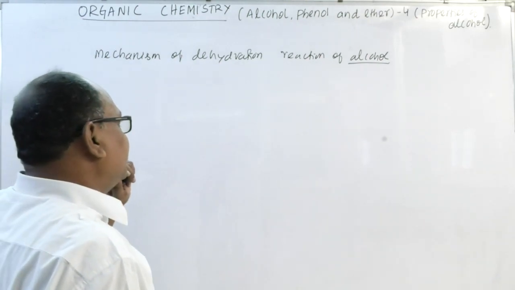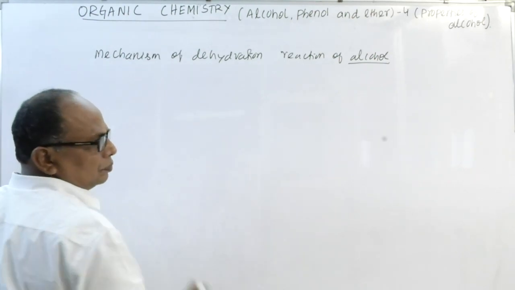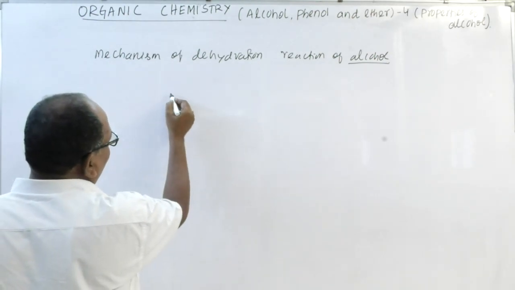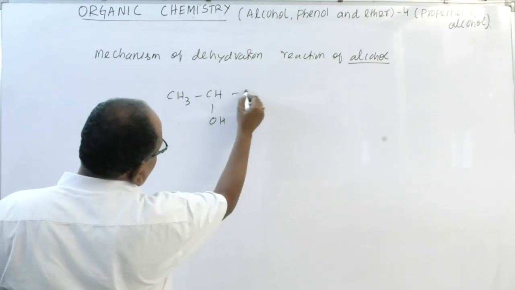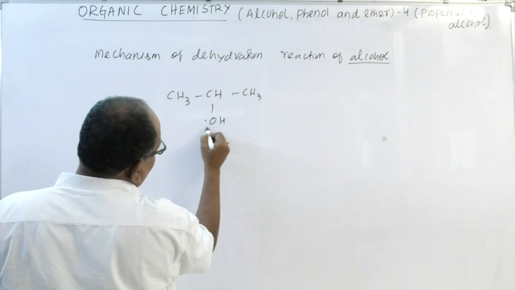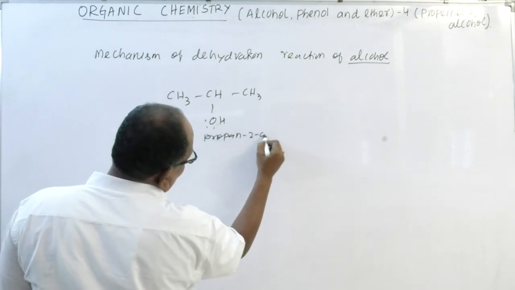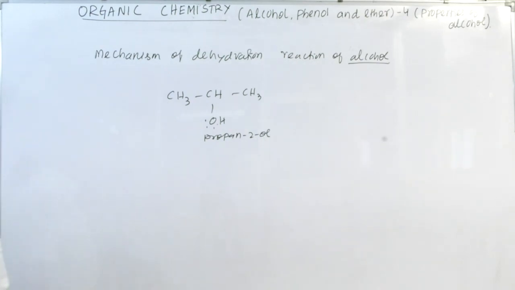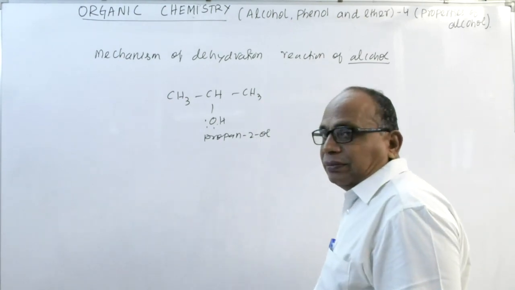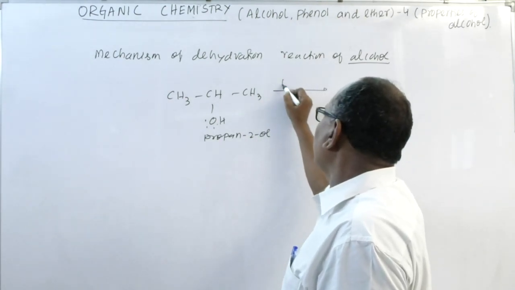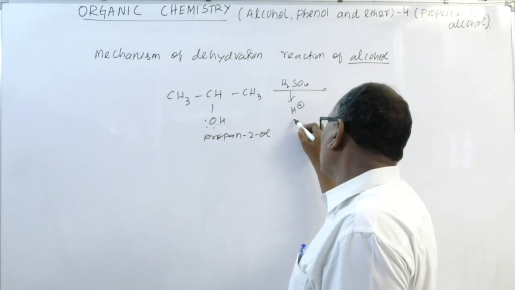Suppose you take ethyl alcohol, or suppose you take propanol, CH3 CHOH CH3, which is propan-2-ol. This is called what? Propanol. Suppose you are taking sulfuric acid. Sulfuric acid provides you H plus ion, that is a proton.